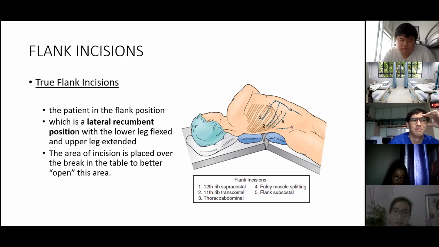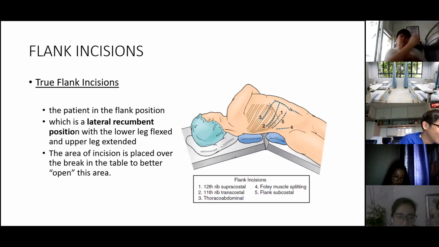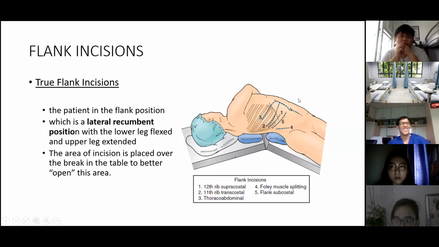And under flank incisions is the through flank incision. Here, the patient is in a flank position, which is a lateral recumbent position with the lower leg flexed and upper leg extended, which creates a convex extension of the upper side, which is the operative side of the body. The area of incision then is placed over the break in the table to better open this area.